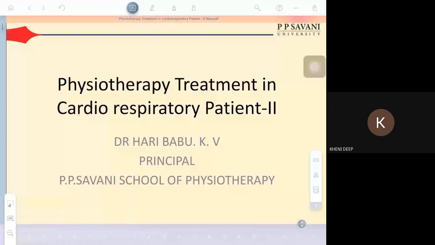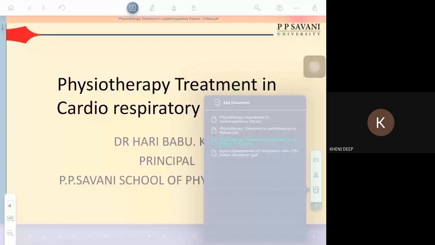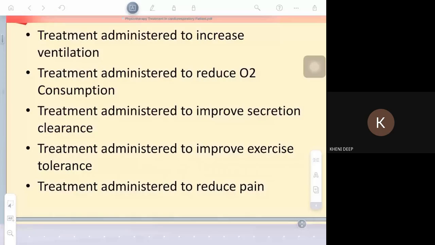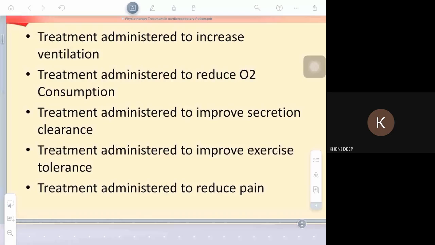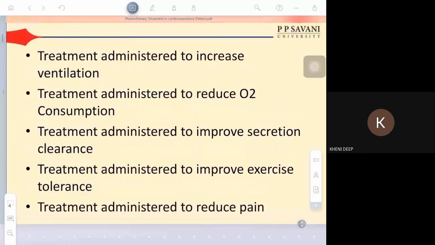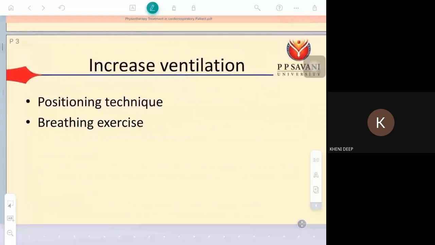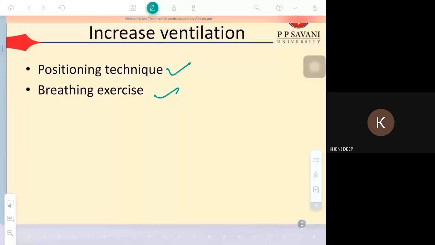So last class we were discussing the treatment administered to increase ventilation. We discussed two points: how you can increase the ventilation by positioning technique and breathing exercise. So in the last two lectures we discussed these two topics.